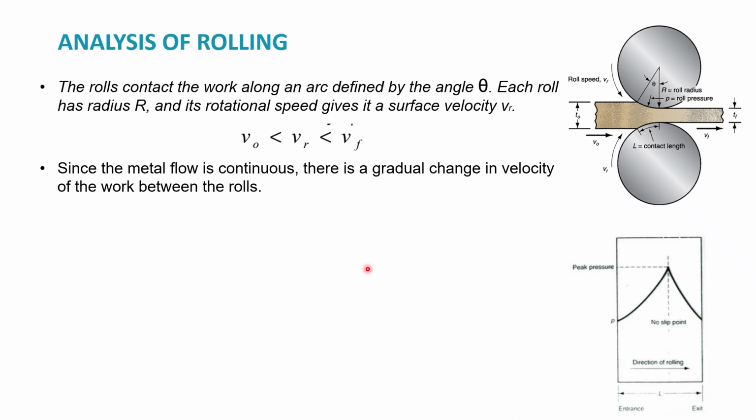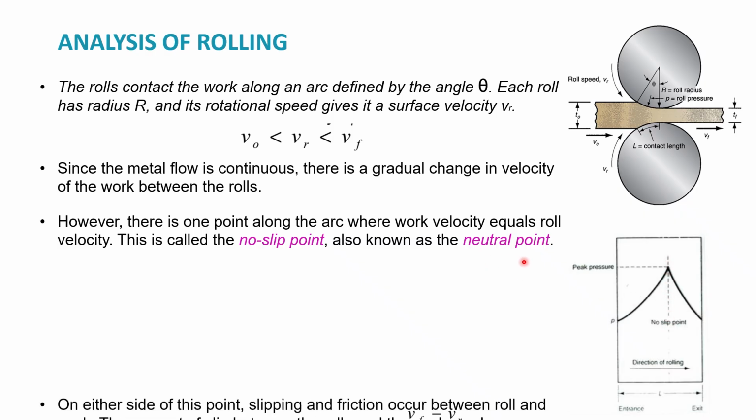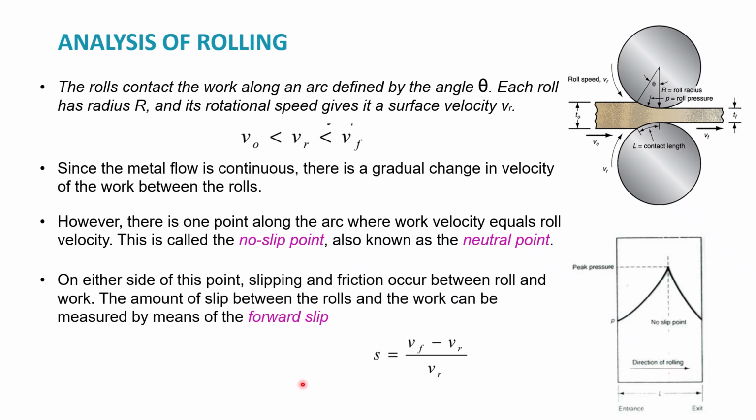Since the metal flow is continuous, there will be a gradual change in the velocity of the work between the two rolls. However, there's one point along the arc where the velocity is equal to the roll velocity, and this is called the no-slip point, also known as the neutral point. On either side of this point, slipping and friction occur between the roll and the work. And the amount of slip between the rolls and the work can be measured by the amount of the forward slip.